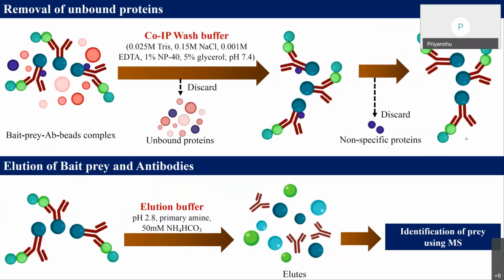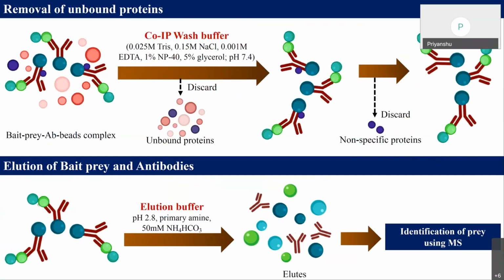So after this, you want to isolate these two proteins in the solution. So what you can do is we use elution buffers. Here, elution buffers are mainly composed of Tris and NaCl, but one important constituent is primary amine. So what is the role of primary amine? Primary amine is mainly targeting these links.